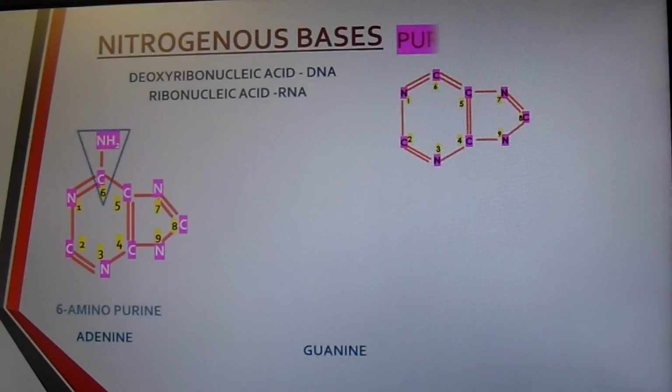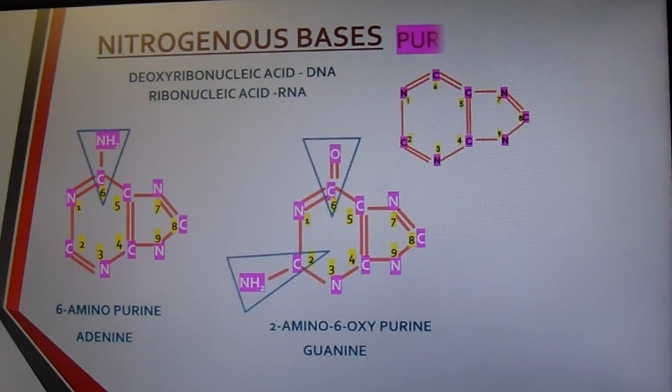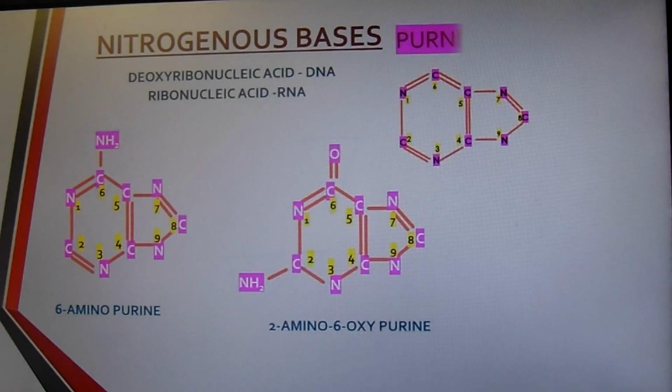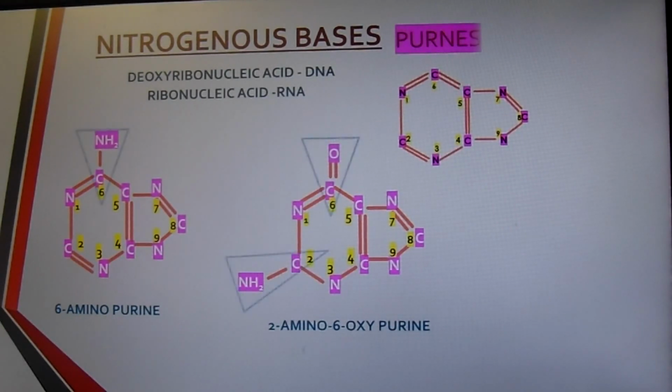Purines have two ring structure, one hexagonal ring containing 2 nitrogen atoms and 4 carbon atoms, and another pentagonal ring containing 2 nitrogen and 3 carbon atoms. Purines are found both in DNA and RNA. There are two types of purines in nucleic acids. These are adenine and guanine.